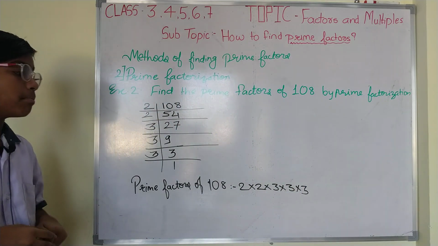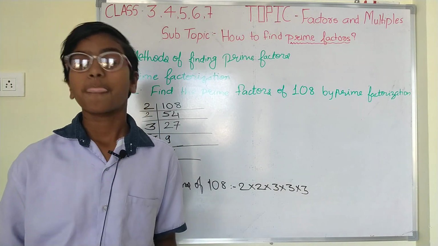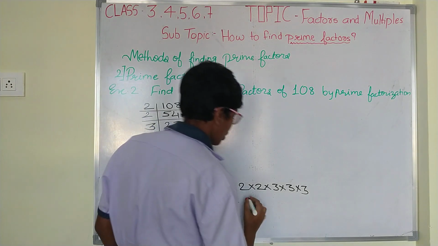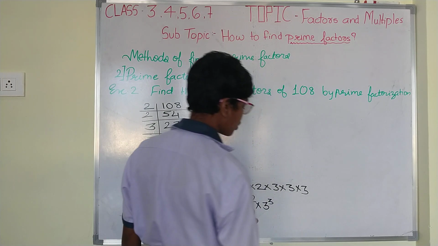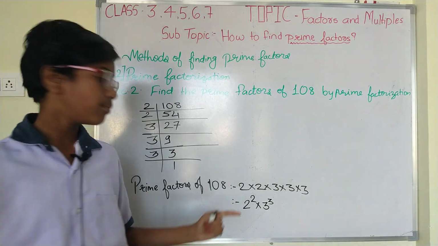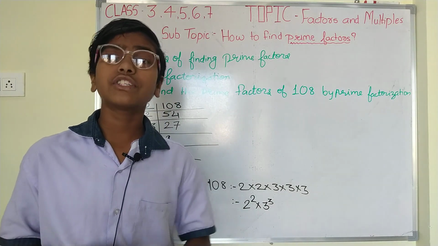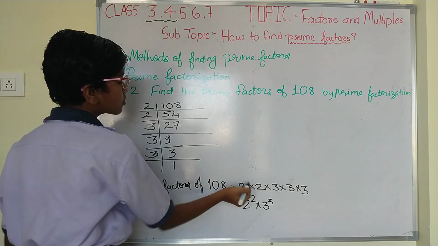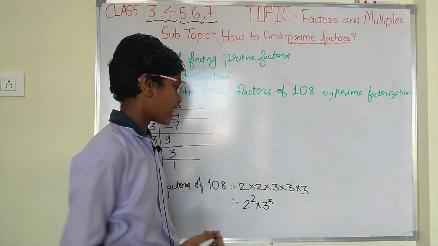Now when you have prime factors like these which are repeating, you can write them in powers. Now 2 is repeating 2 times, so we will write it as 2 square into 3 times, 3 cube. Right? This is also possible. This is also the right answer. You can follow any of these methods. But if you are in class 3 to 4, it is okay to write in this method. But for class 5, 6 and 7, I would like you to do it in this method.